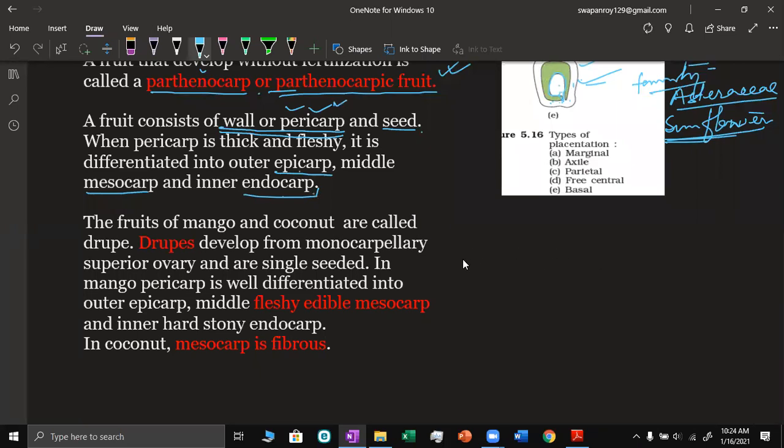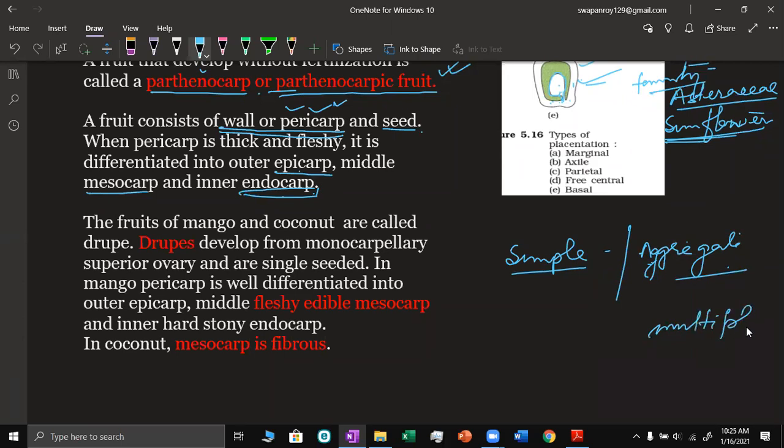Fruit is of different types. There is simple fruit, aggregate fruit, and multiple fruits.